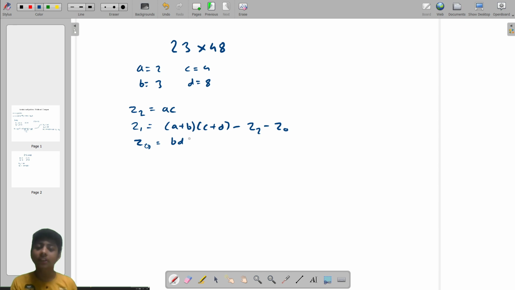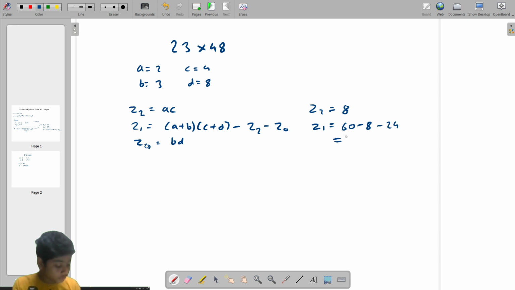Now let's compute these terms. z2 is pretty easy: a and c, it is equal to 8. Now z1: a plus b, that is 5, and c plus d, that is 12. 5 times 12 will be 60, minus 8, that is z2. And z0 is what? 3 into 8, that will be 24.